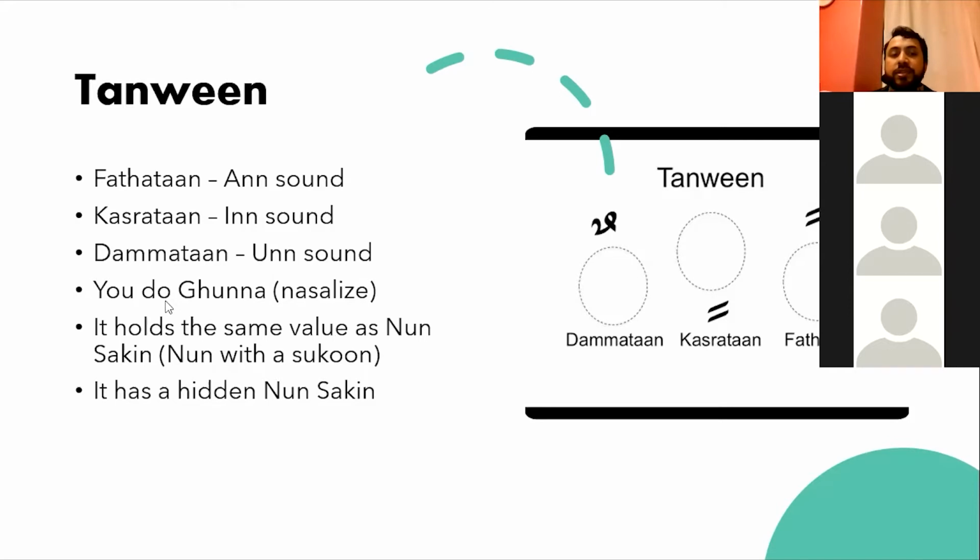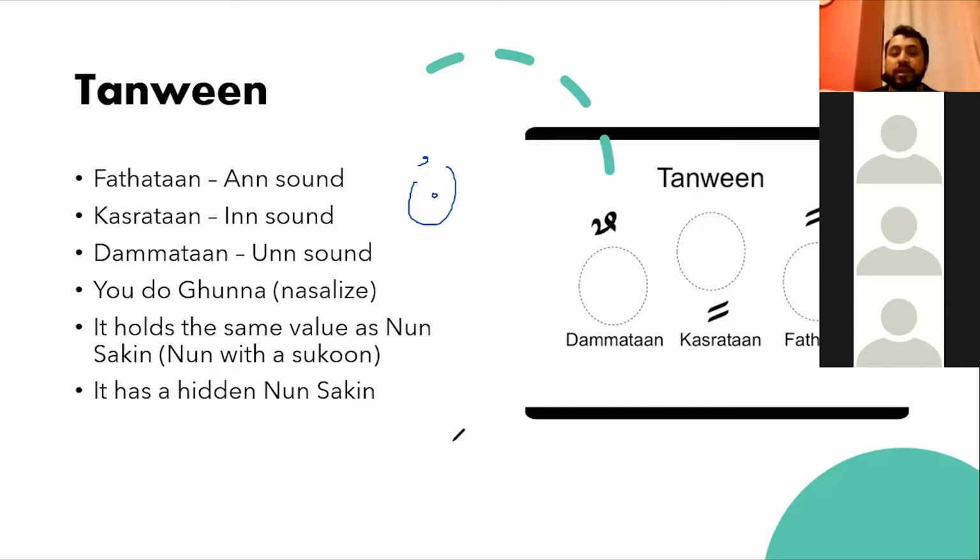Basically what you do is you do ghunna, meaning you nasalize it. And it holds the same value as noon sakin, so noon with a sukun. What we mean by that, which you're going to understand later on in the lessons, inshallah, is when you have noon with a sakin on it, it holds exactly the same value as that. It basically has a hidden noon sakin in it.